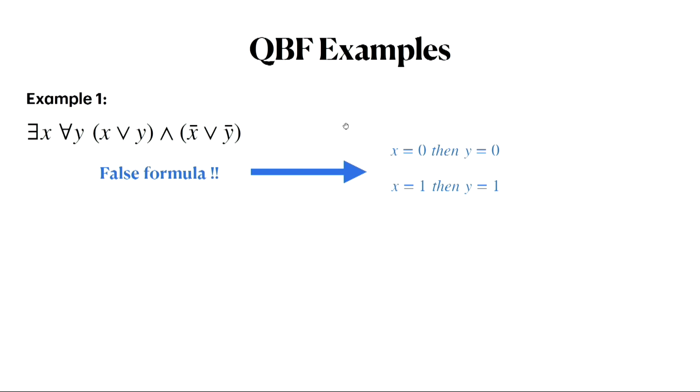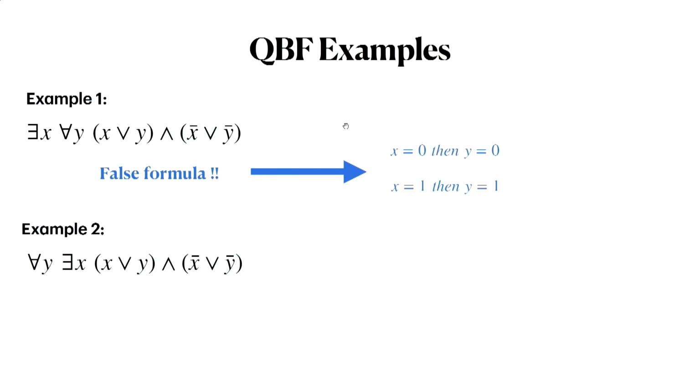Why? If I look at x equal to 0, then for y equal to 0, my formula becomes false. And for x equal to 1, again for y equal to 1 the formula is false. So there does not exist any x such that for all y's my formula becomes true, therefore this is a false formula. But if I do something different, I have for all y there exists x and the same formula, this formula becomes true.